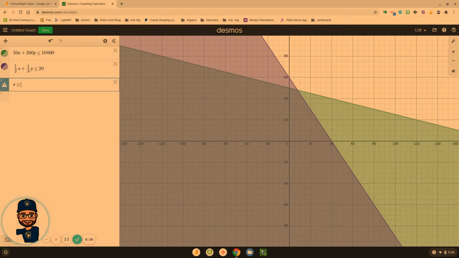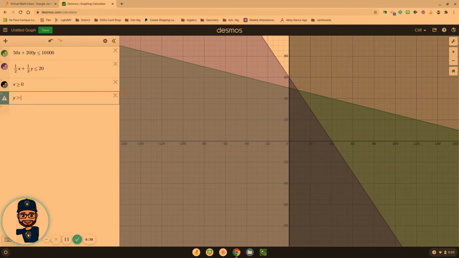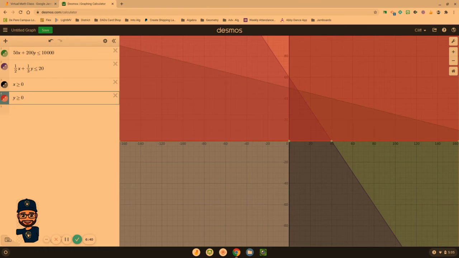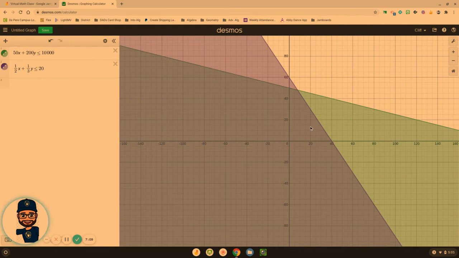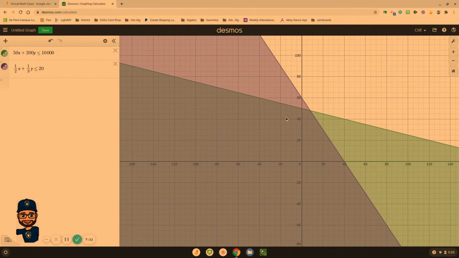X had to be greater than or equal to 0, and Y had to be greater than or equal to 0. Now, it gets a little bit tricky to see with all of these different colors on here, all right? So I'm going to just get rid of, at least on this graph, the X is greater than or equal to 0, and the Y is greater than or equal to 0, because hopefully we can see that 0, 0 is definitely going to be a vertex of the feasible region. Where do the green and purple overlap? Well, that's this area all in here.